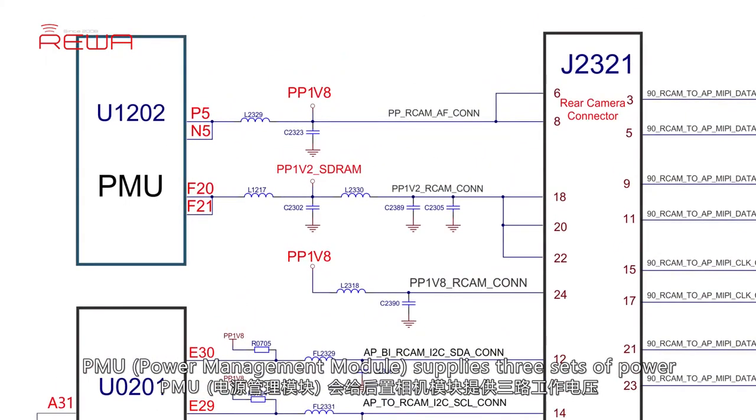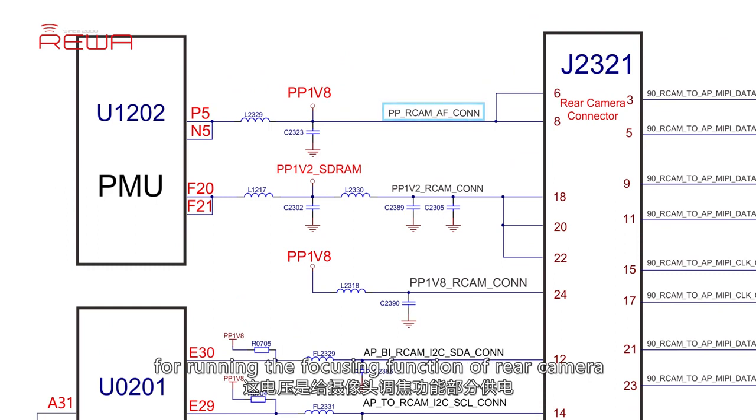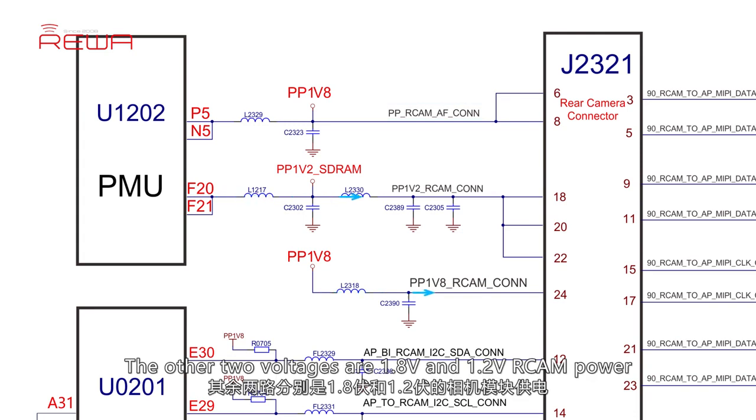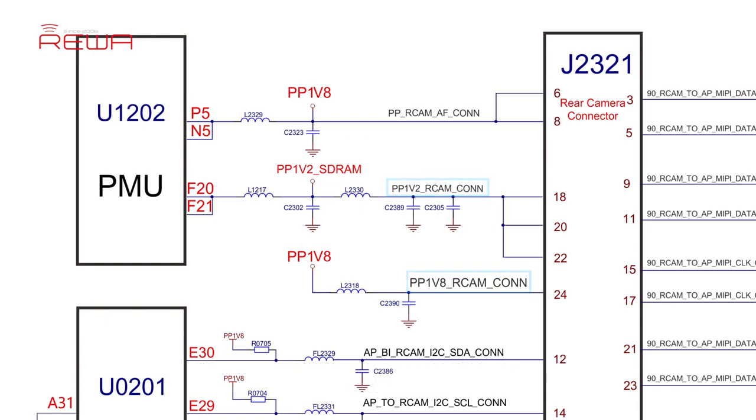PMU supplies 3 sets of power. One set is 1.8 volts autofocus voltage for running the focusing function of the rear camera. If this 1.8 volts voltage is abnormal, the camera can still take pictures, but it is unable to focus, so the picture will be blurry. The other two voltages are 1.8 volts and 1.2 volts RCAM power to enable the rear camera module and let the module enter standby mode.